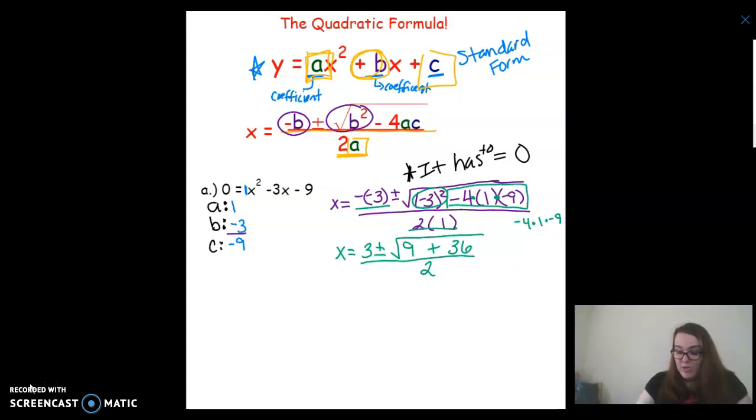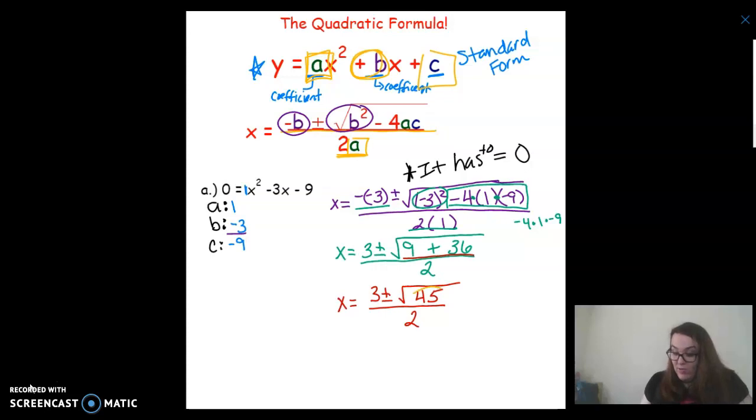Trying to color code here to make it a little bit easier to follow this question. So now my next step, x equals, notice I'm putting x equals on every step because I'm solving for x here, 3 plus or minus the square root. I can add these together, 9 plus 36, 45, all over 2. And this is where I'm going to stop and see what I can do.